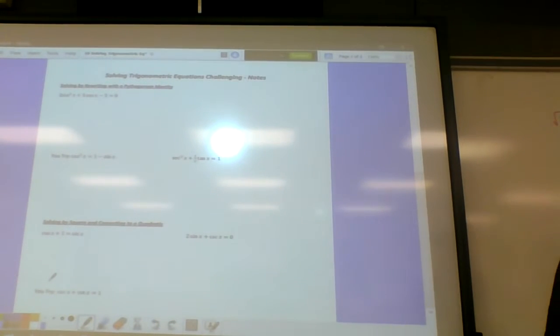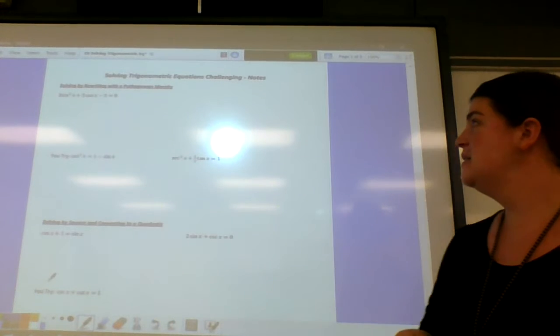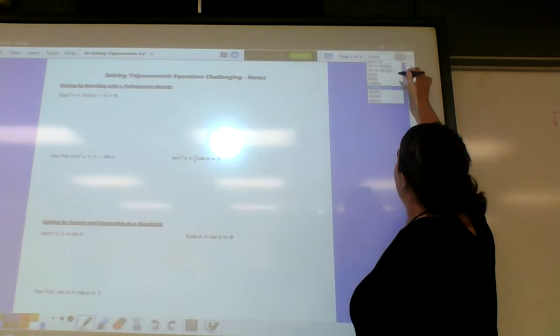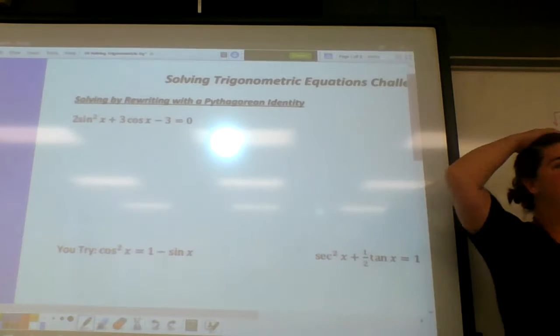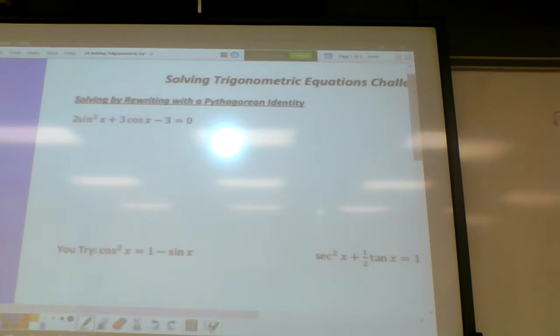Okay, so these slightly harder ones. The first one, we're going to use some Pythagorean identities to help us out. So does everyone have your orange sheet out? If not, grab your orange sheet real fast. You're going to want it. We're going to use Pythagorean identities.